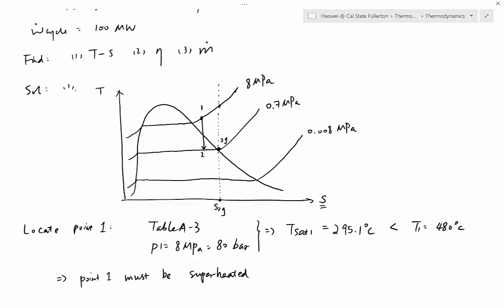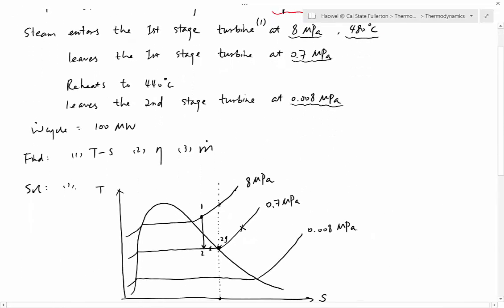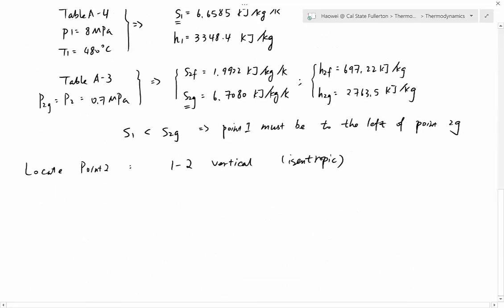Again, you have three possible solutions. I can put number 3, for example, here. Number 3 will still be a mixture. Or I can put number 3 right here, and it's just the point G. Or I can put number 3 here, and then number 3 will be superheated. So which one is it? We can take a look. What do we know about number 3? Reheat to 440 Celsius. So we actually know T3. And what about P3? We also know P3. P3 is 0.7 megapascal. So from pressure and temperature, we can find out what the phase of number 3 is.